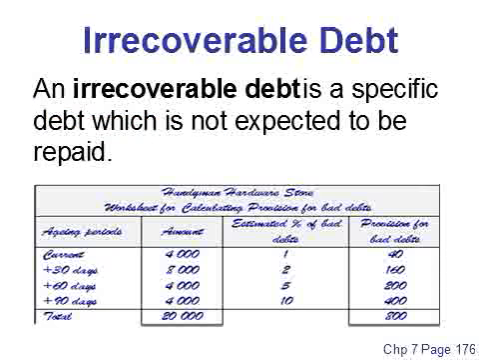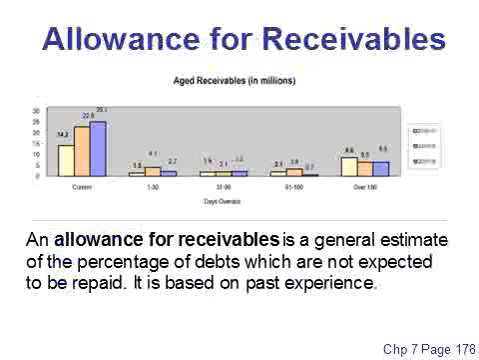Irrecoverable debt. An irrecoverable debt is a specific debt which is not expected to be repaid. Allowance for receivables. An allowance for receivables is a general estimate of the percentage of debts which are not expected to be repaid. It is based on past experience.